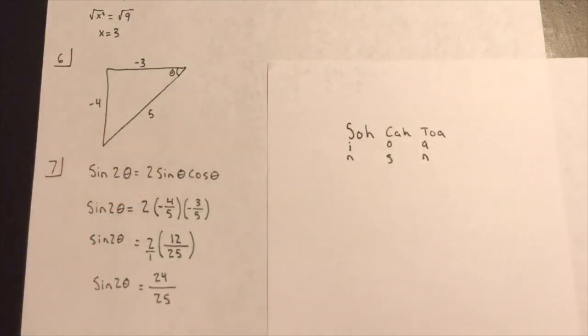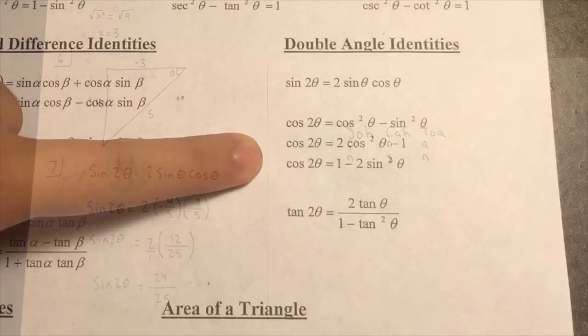Using the triangle you graphed earlier and the SOHCAHTOA tool, you can plug in the numbers on the sides of the triangle into the formula. 2 times negative 4 over 5 times negative 3 over 5 will then turn into 2 times 12 over 25, and that will give you 24 over 25.